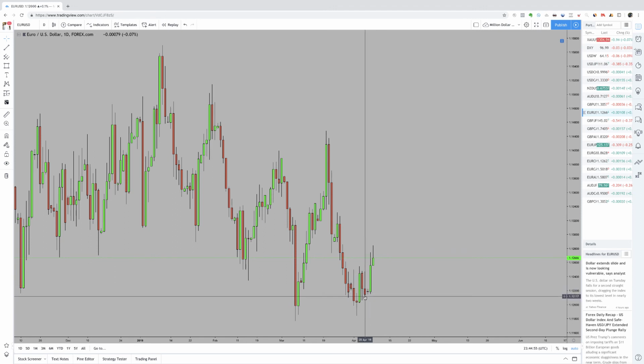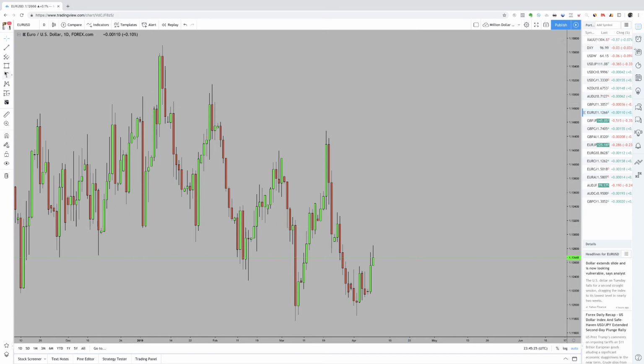Now you're probably asking, what do the wicks mean? What do the colors mean? Typically, your green candlesticks are going to be your bullish candlesticks. Keep in mind, you can set the colors to whatever you want. It is kind of industry standard that green candlesticks represent bullish candlesticks, and red candlesticks represent bearish candlesticks.